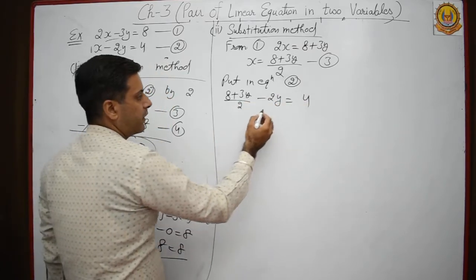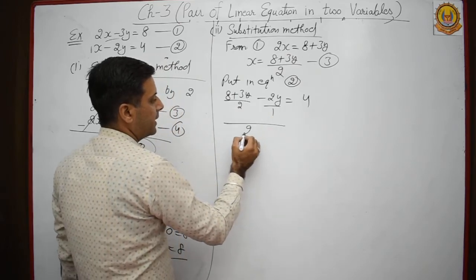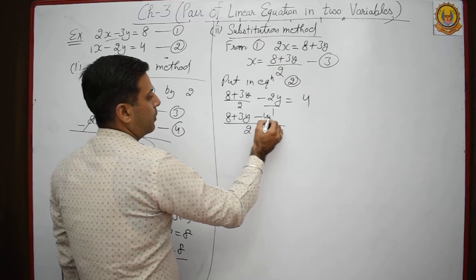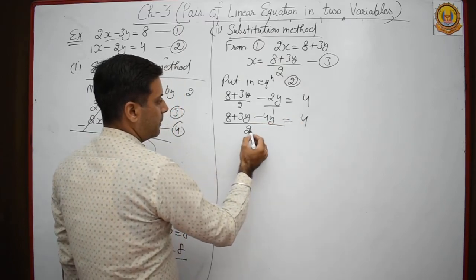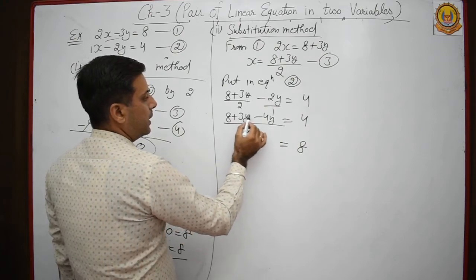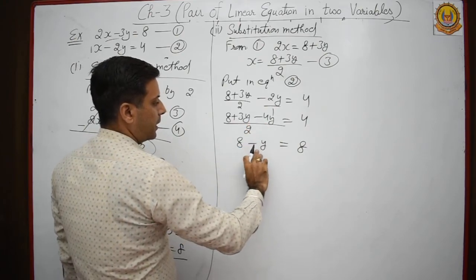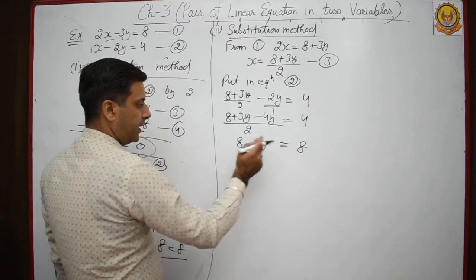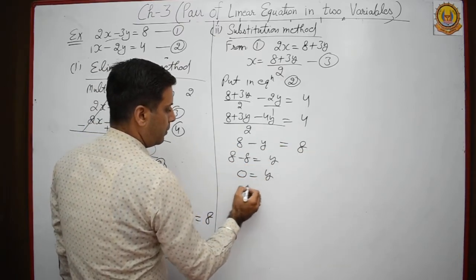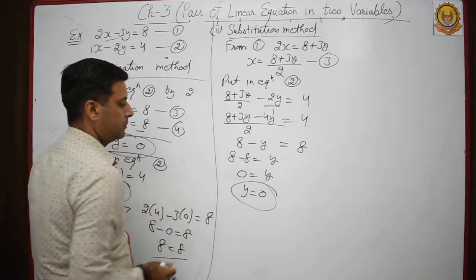Now just solve it and find the value of y by taking the LCM. So 2 is the LCM. So 8 plus 3y minus 4y is equal to 4. Cross multiply, 2 fours are 8, and 3y minus 4y is minus y. Take minus y to the right hand side and 8 to the left hand side. So 8 minus 8 equal to y. So 0 equal to y, or y is equal to 0. So again it is verified.